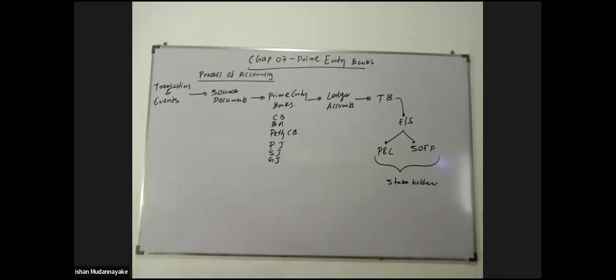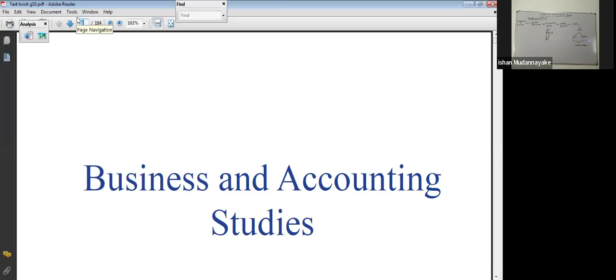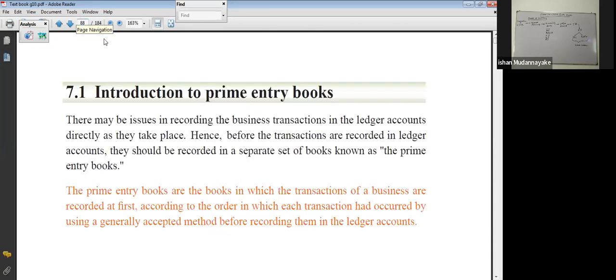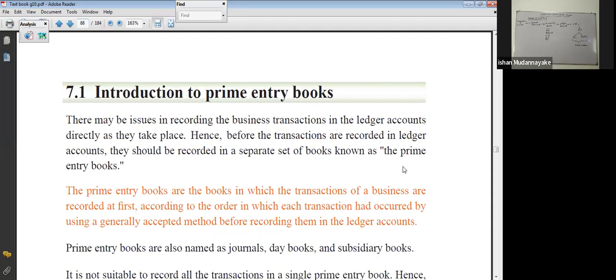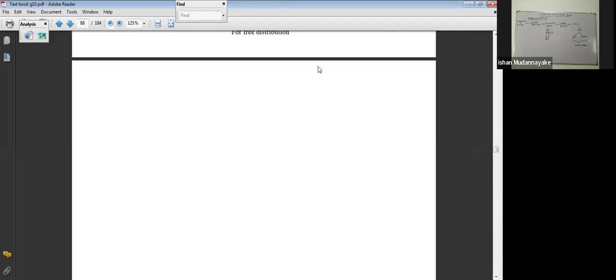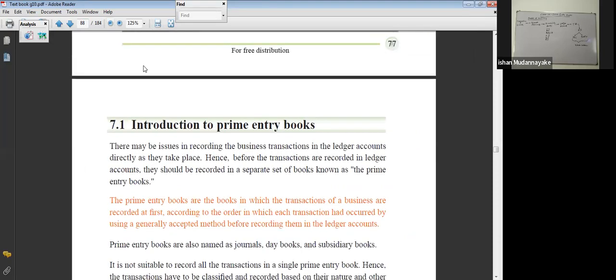I haven't included theoretical parts in my work pack. All the theories we will discuss through the textbook. Please get the textbook and go to page number 78. Okay, that's fine. Right. Then here we will highlight important parts.